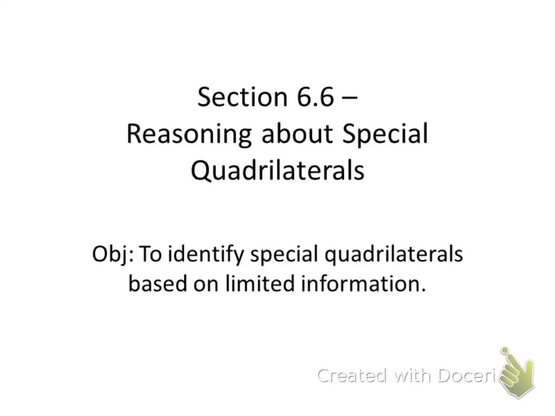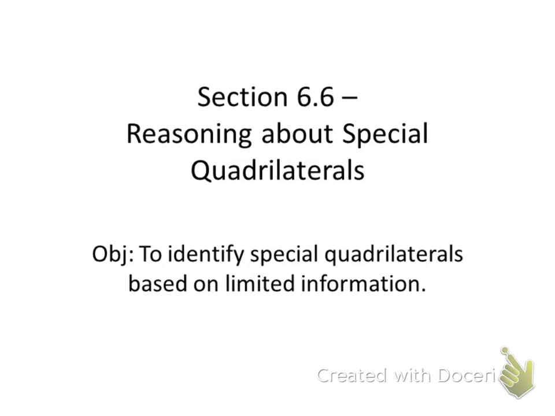Today we're finishing the chapter by doing section 6.6. It's all about reasoning with special quadrilaterals. So our objective today is to identify special quadrilaterals based on limited information. I'll give you a diagram with a few things labeled, and you have to decide what we're talking about.